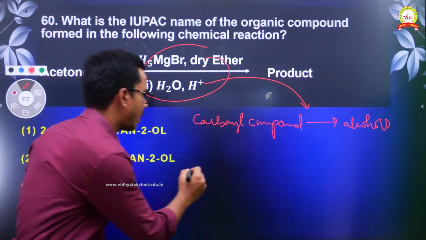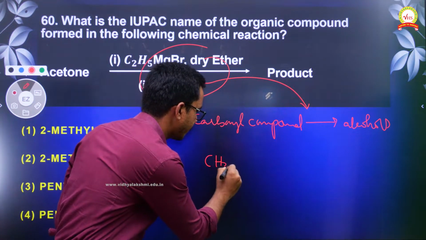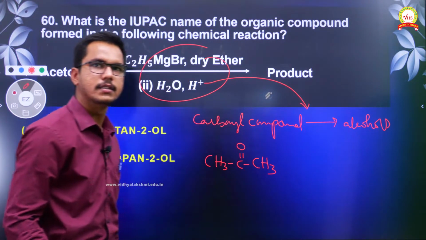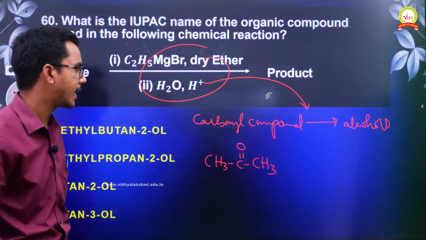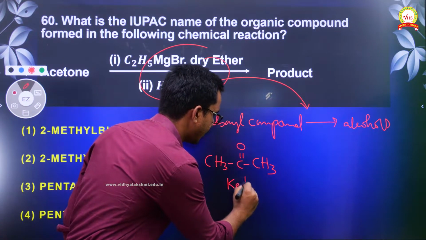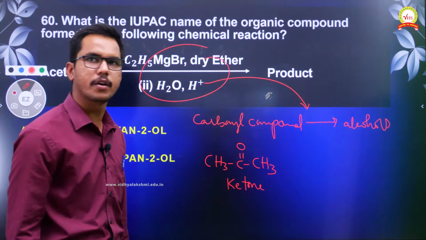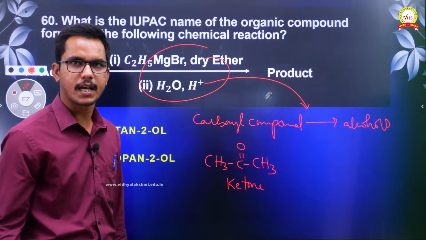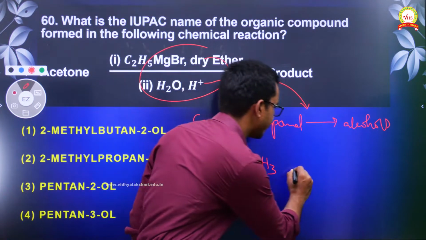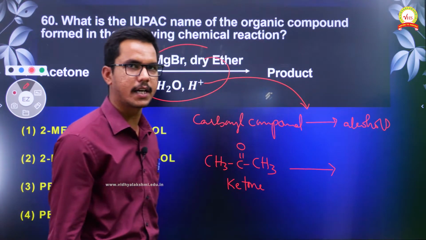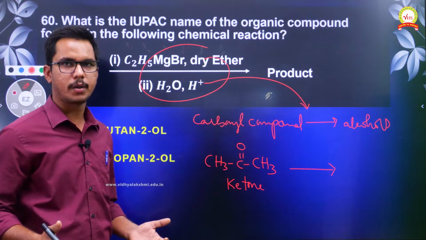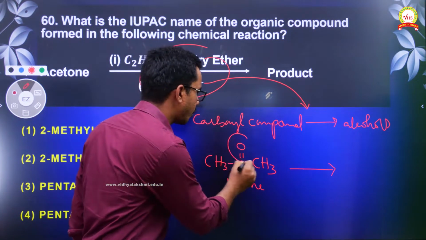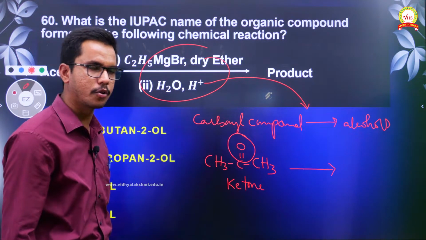Now, first let us see what carbonyl compound has been given. It is acetone, right? What is the formula of acetone? That is CH3, C double bond O, CH3. This is the ketone. And a ketone gives, on addition of Grignard reagent followed by hydrolysis, tertiary alcohols, right? Since we have acetone right here, acetone gives tertiary alcohols. What kind of alcohol is going to be formed can be worked out very easily. Now, the carbonyl group turns into the respective alcohol group, right?